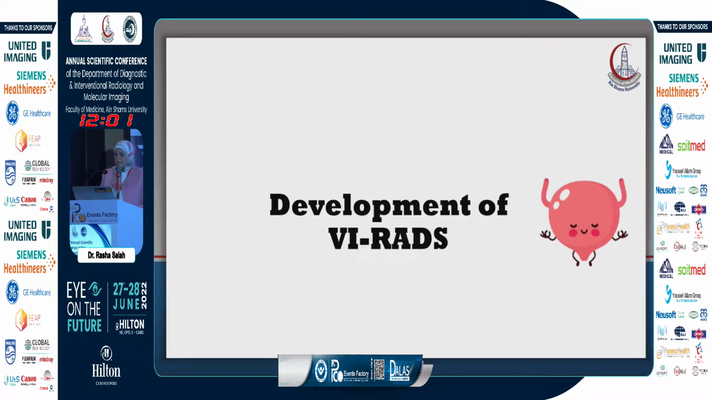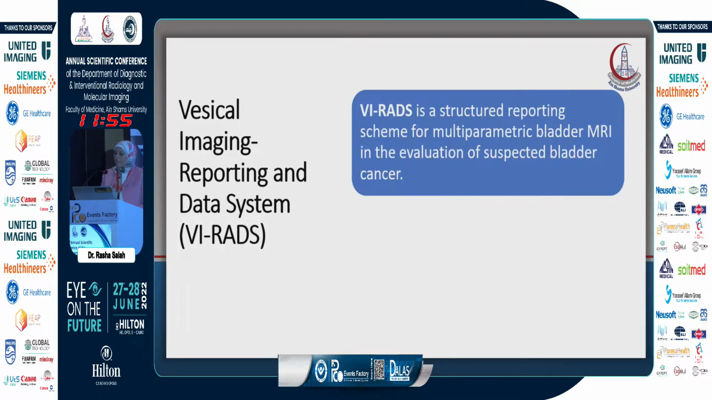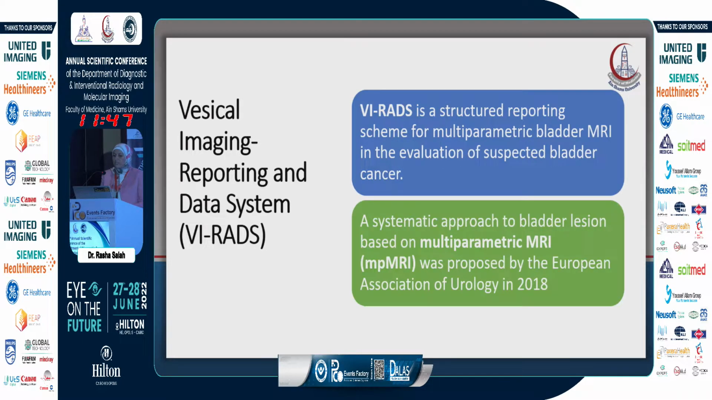How was the VI-RADS developed? What is the VI-RADS? It is the Vesical Imaging Reporting and Data System. It is a method for structured reporting to allow multiparametric MRI in evaluation of suspected bladder cancer. It is a systematic approach using diffusion and T2 as well as DCE for characterization of urinary bladder mass to discriminate between muscle invasion and non-muscle invasive disease. And we use the VI-RADS not for discrimination between benign and malignant lesions. It is a method of staging rather than characterization of the masses.